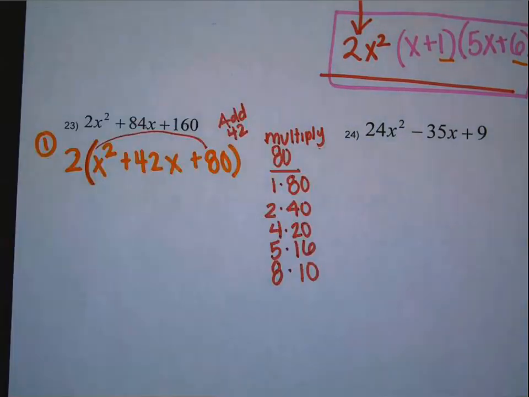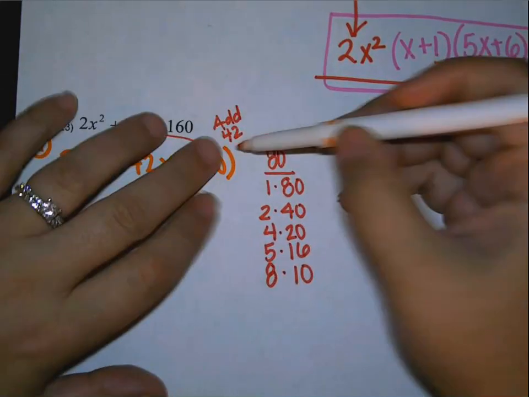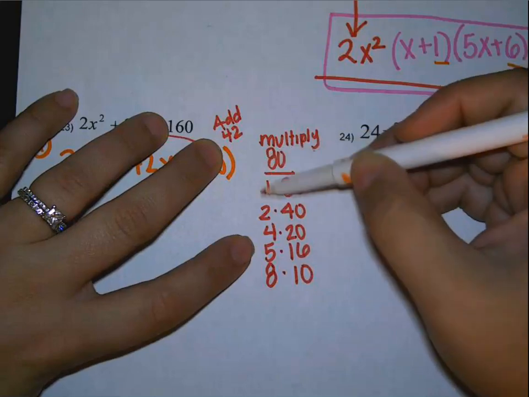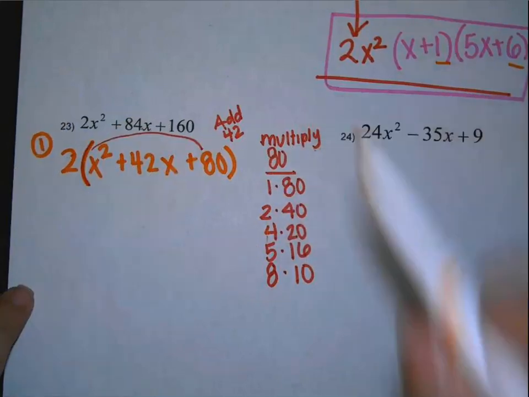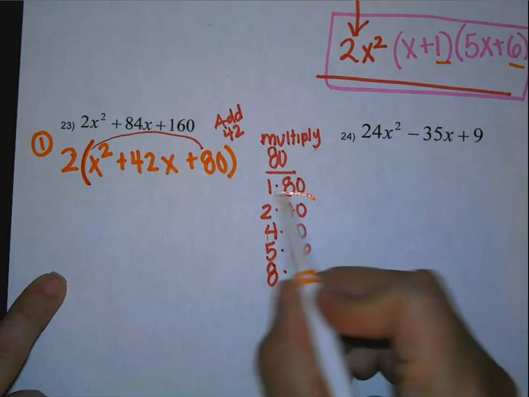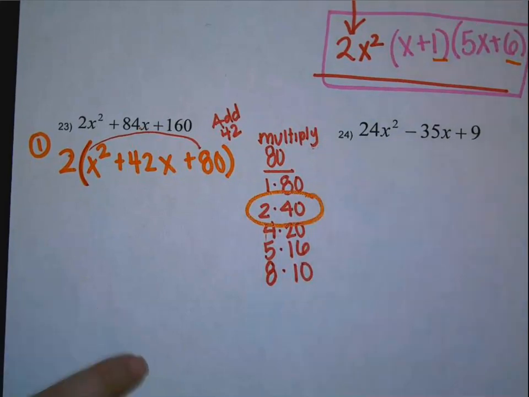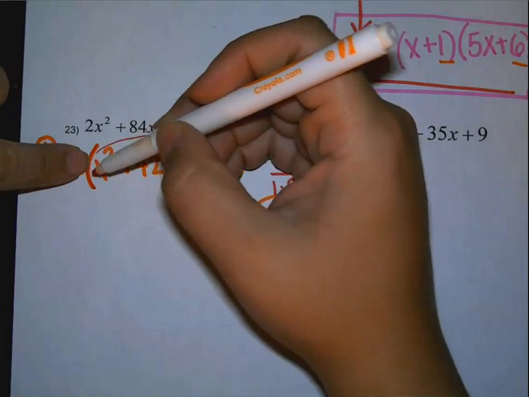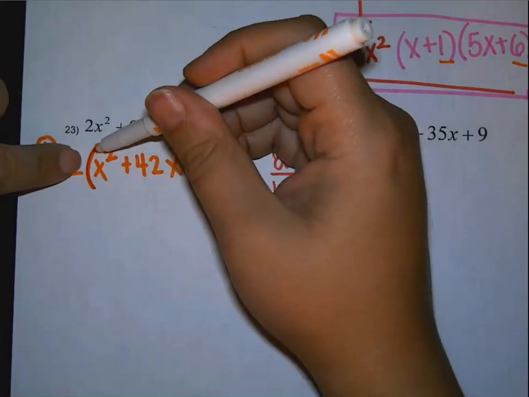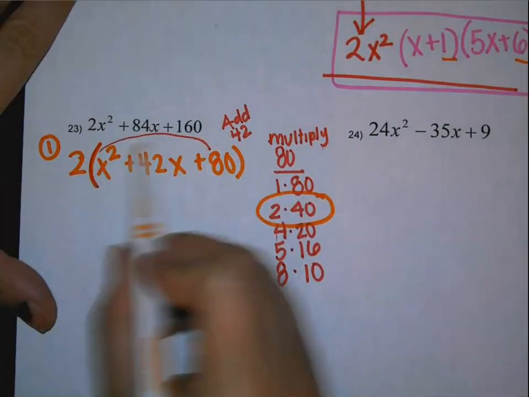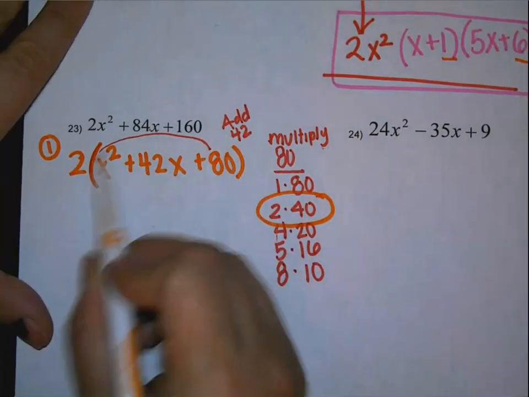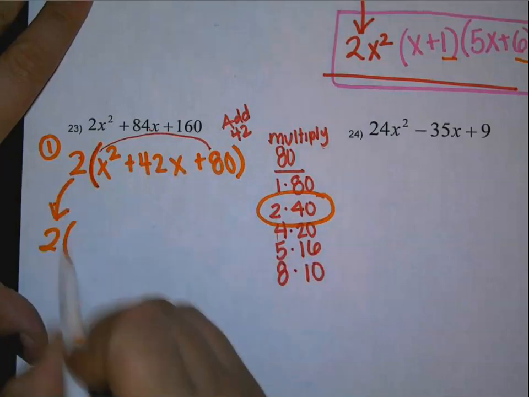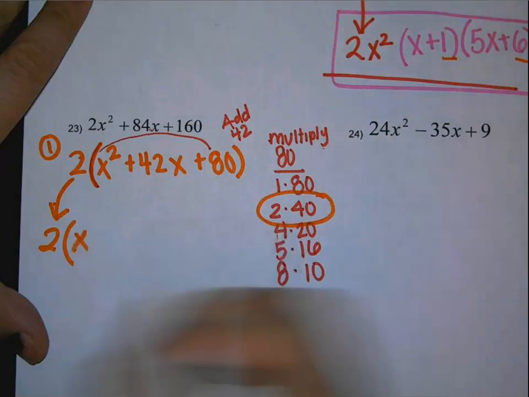Okay, now I know that it has to add to a positive, so I know these are positive numbers. It has to multiply to positive, so both have to be positive. So it has to add to 42, and that's how I know to pick 2 and 40. Now, because this is a 1 here, that's why it didn't matter what number this was, you still just get this 80 here. Now this 2 just gets brought down, and we would have x plus 2.